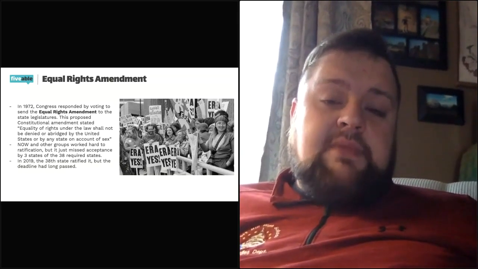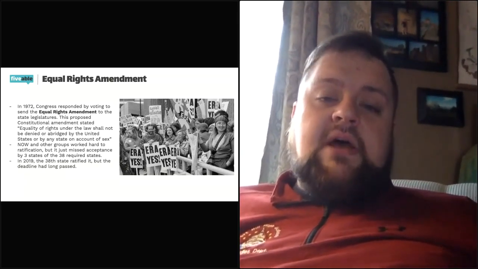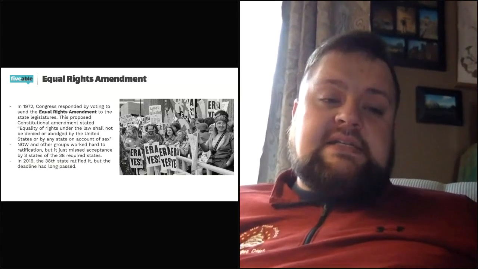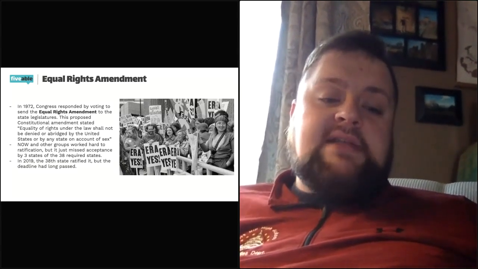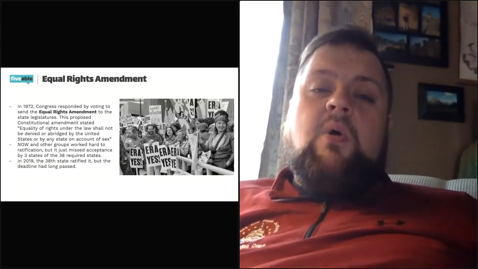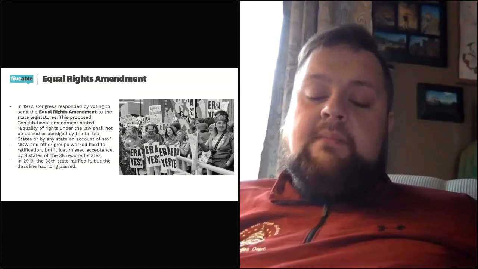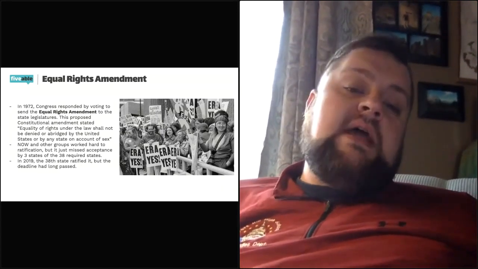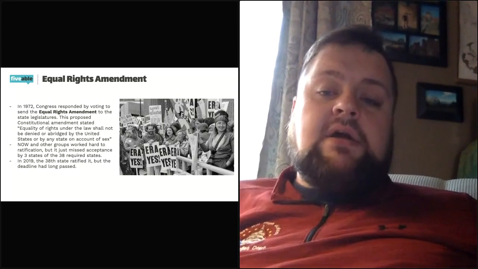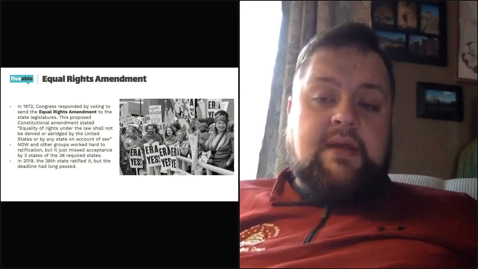But the problem is the timetable has passed. A lot of states that ratified it in the past have now reversed their decision on it. It's a highly controversial amendment, and so it's never been added to the Constitution. Could it be added to the Constitution one day? Maybe. It's hard to tell.